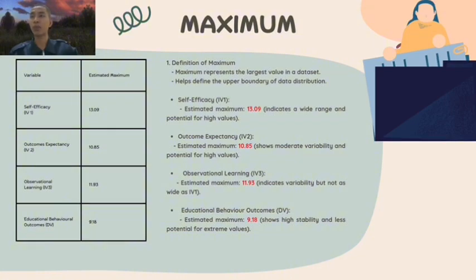The third is observational learning, IV3, with an estimated maximum of 11.93. It indicates variability but not as wide as IV1. For the educational behavior outcomes, the dependent variable, the estimated maximum is 9.18, which shows high stability and less potential for extreme values. IV1 has the highest potential value with a maximum of 13.09. The DV has the smallest range, indicating stability and predictability. The independent variables IV1, IV2 and IV3 show greater variability, while the dependent variable remains stable.